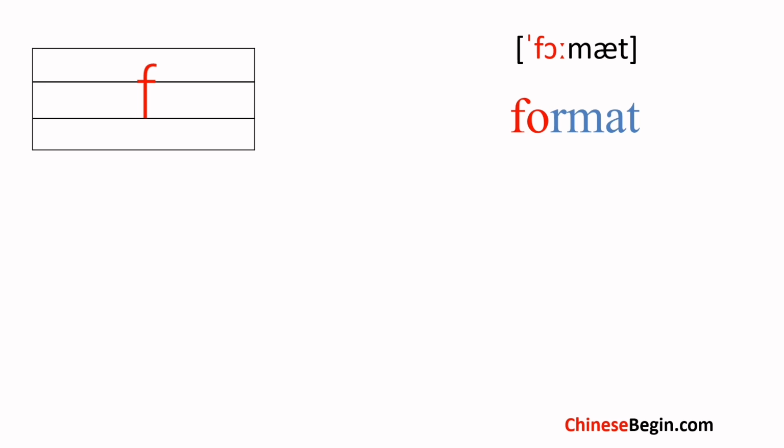Next one is f. Different from bilabial b, p, m, f is a voiceless labiodental fricative. The upper teeth make a light contact with the lower lip, and the air is released in between with friction, with no vibrations of vocal cords. It sounds like fo of format. Format. Fo. Read after me. Fo, fo, fo.